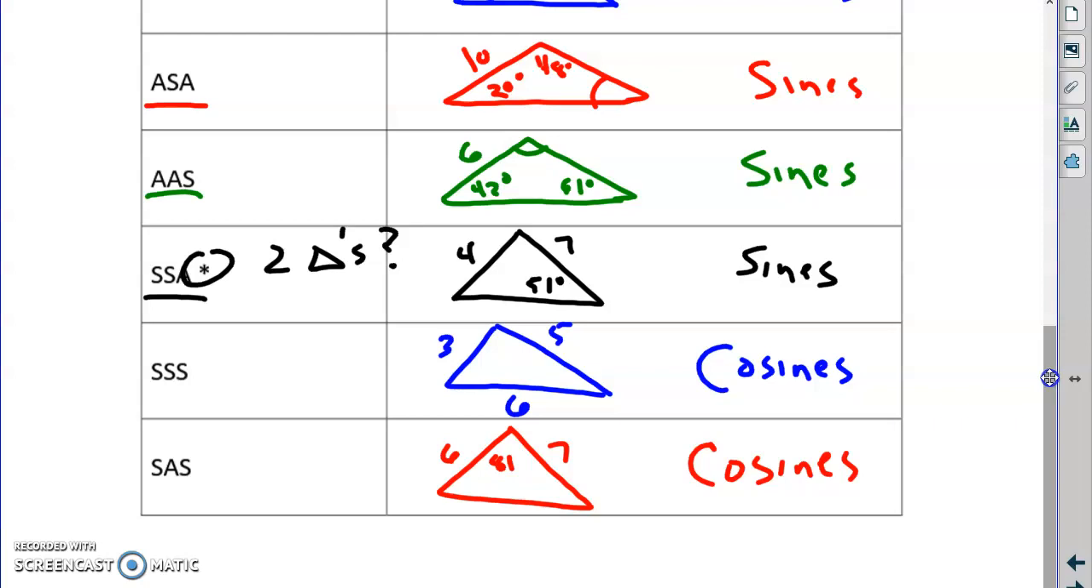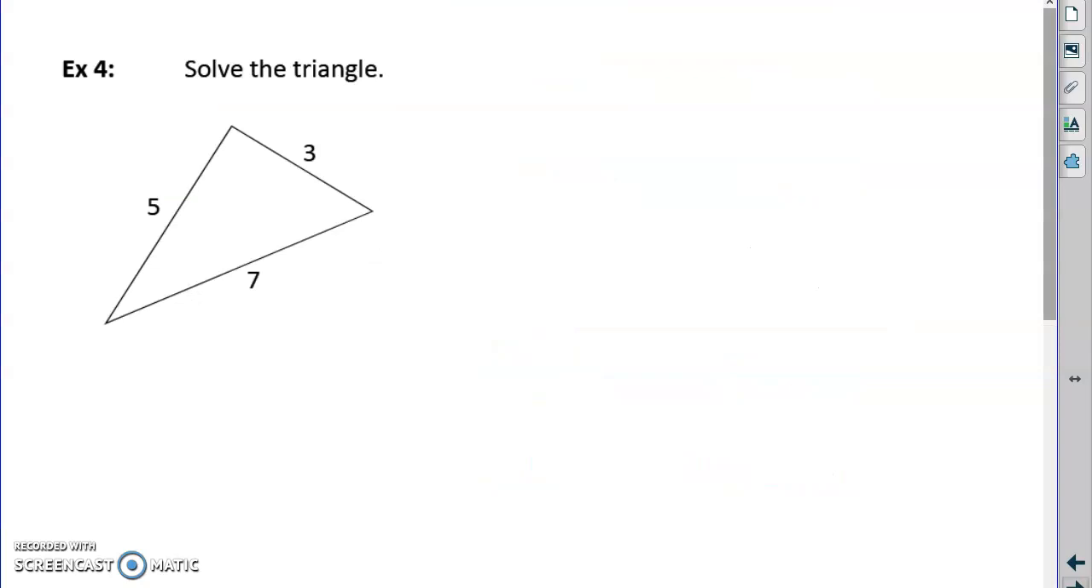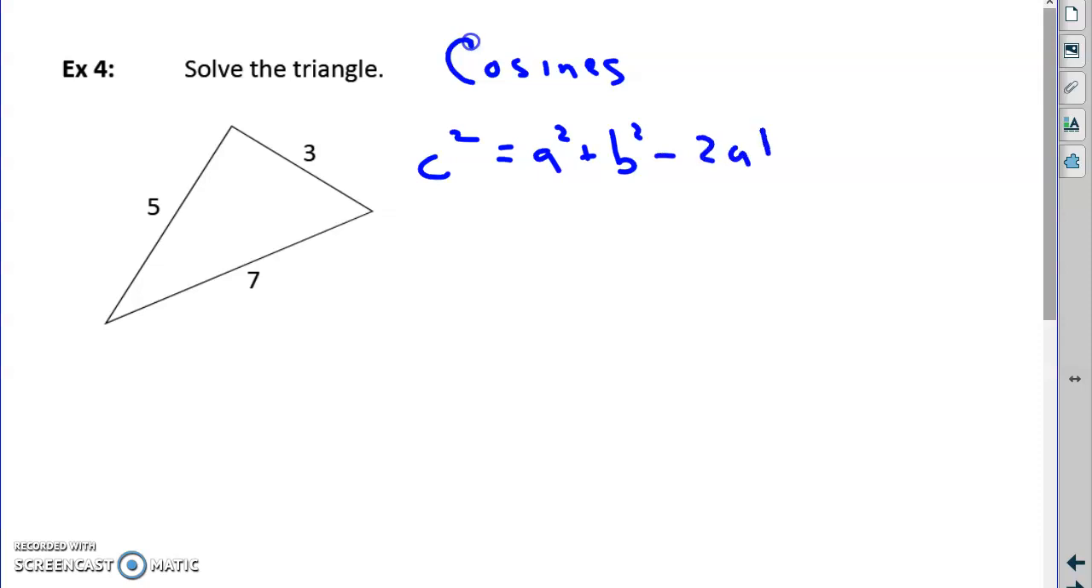Let's move on, do an example. Here we go, side, side, side. Well, if we're going to pick our law, we know we've got to use cosines. The more we write it, the more we memorize it. C squared equals A squared plus B squared minus 2AB cosine C. Now, this might trigger something. Wait a minute. Isn't that just the Pythagorean theorem? How can we subtract something and still have it equal?